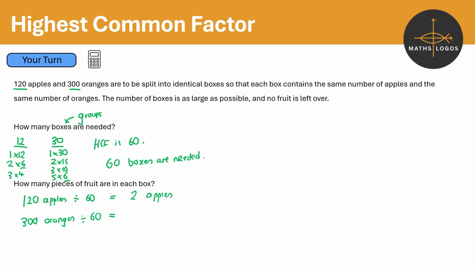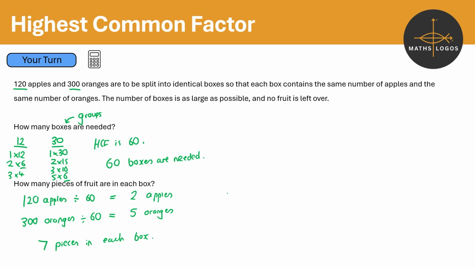And 300 divided by 60 is like doing 30 divided by 6. So there are going to be 5 oranges in each box. And the question is, how many pieces of fruit are in each box? Well, there's going to be 2 apples and 5 oranges. There's going to be 7 pieces of fruit in each box.